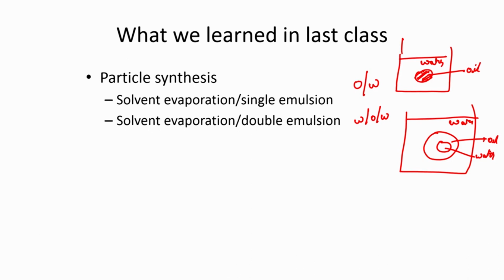We talked about various parameters that are involved in making these particles, what will affect the size, what will affect their porosity and things like that. We will continue that discussion on particles in this class. One thing that I skipped in the last class was the shortcomings of these methods.